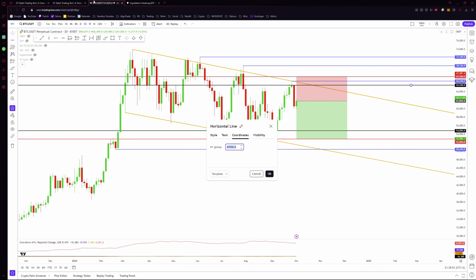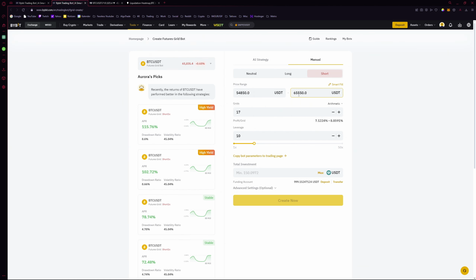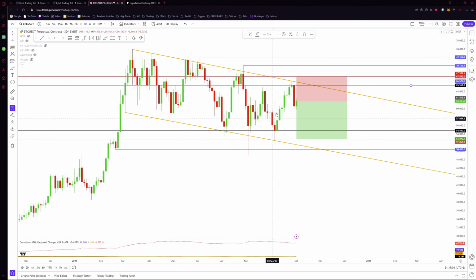54,850, and upper range is 65,550. Next, what we're going to do is use leverage. And it's always a bit difficult to calculate how much you will lose when the stop loss on a grid bot is hit. So what I like to do is calculate from the price where we start the bot to our stop loss how many percent the price would need to change, which in this case is about 9%.